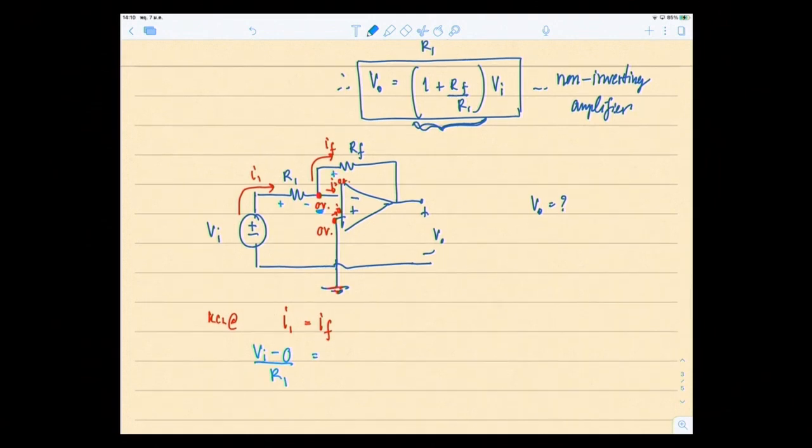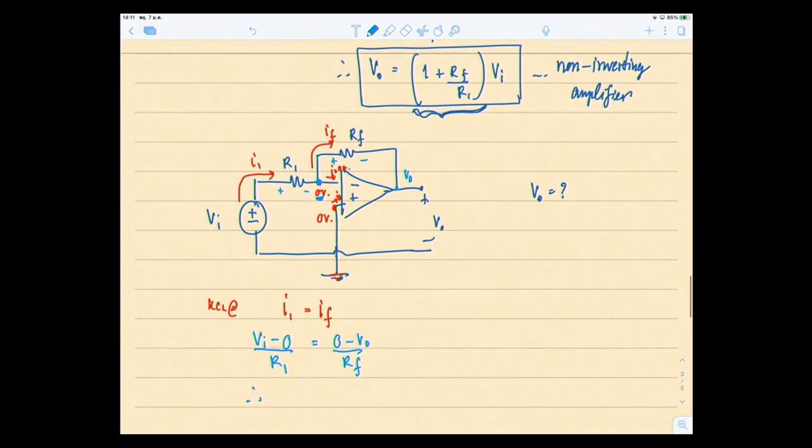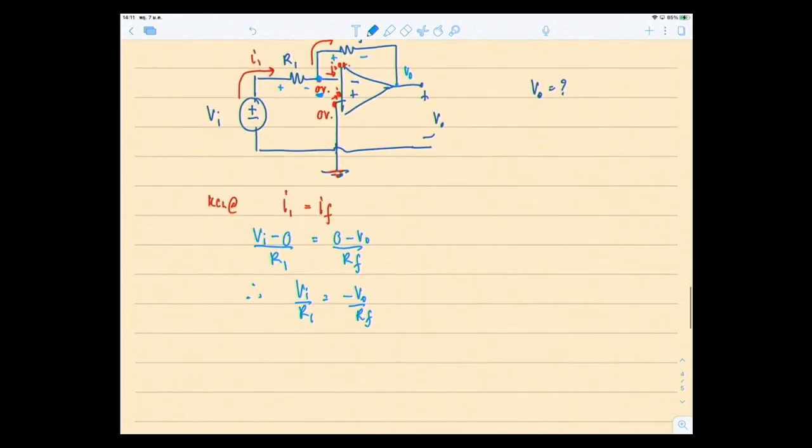IF is the potential difference across RF. This one right here is 0 minus the potential at this point, which is V out, so minus V out over RF. Therefore, you get V in over R1 equal to minus V out over RF. So V out would be equal to minus RF over R1 times V in. This is your equation for this configuration.